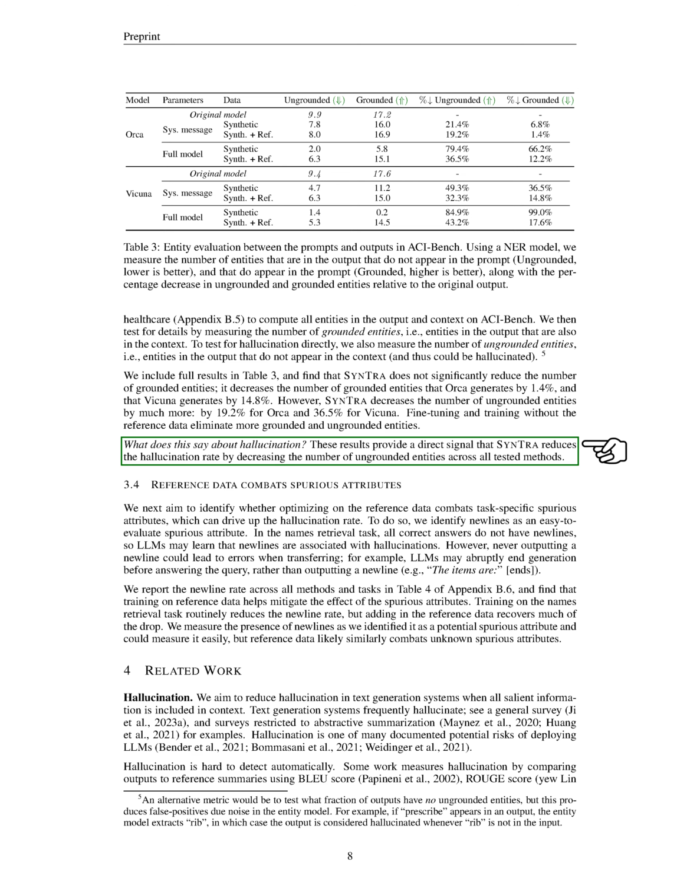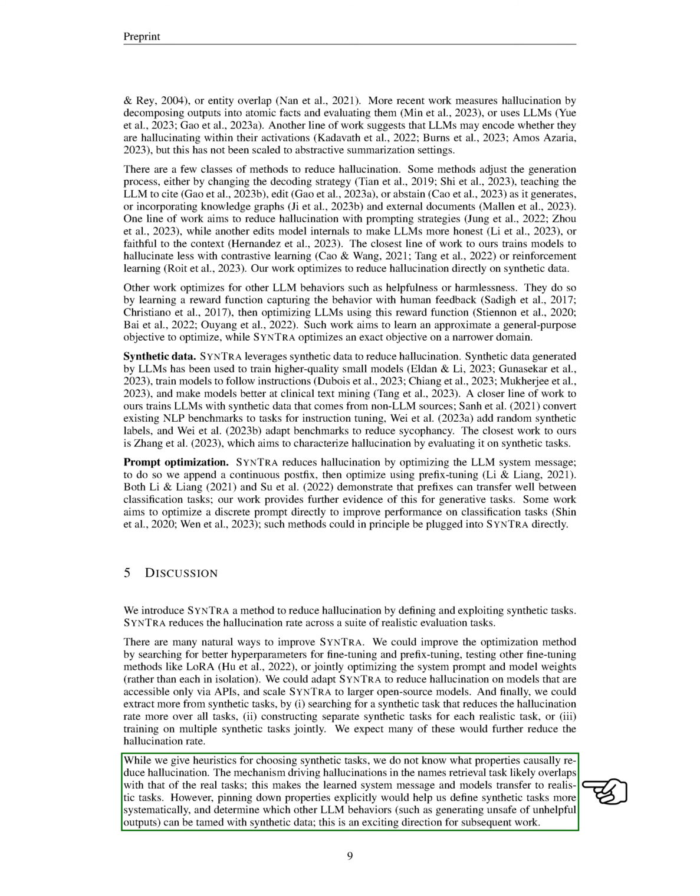There are many ways we could improve SYNTRA, such as improving the optimization method, adapting SYNTRA to reduce hallucination on models that are only accessible via APIs, and scaling SYNTRA to larger open-source models. While we provide guidelines for choosing synthetic tasks, we don't yet know what properties causally reduce hallucination. Understanding this would help us define synthetic tasks more systematically and determine which other language model behaviors can be controlled with synthetic data.